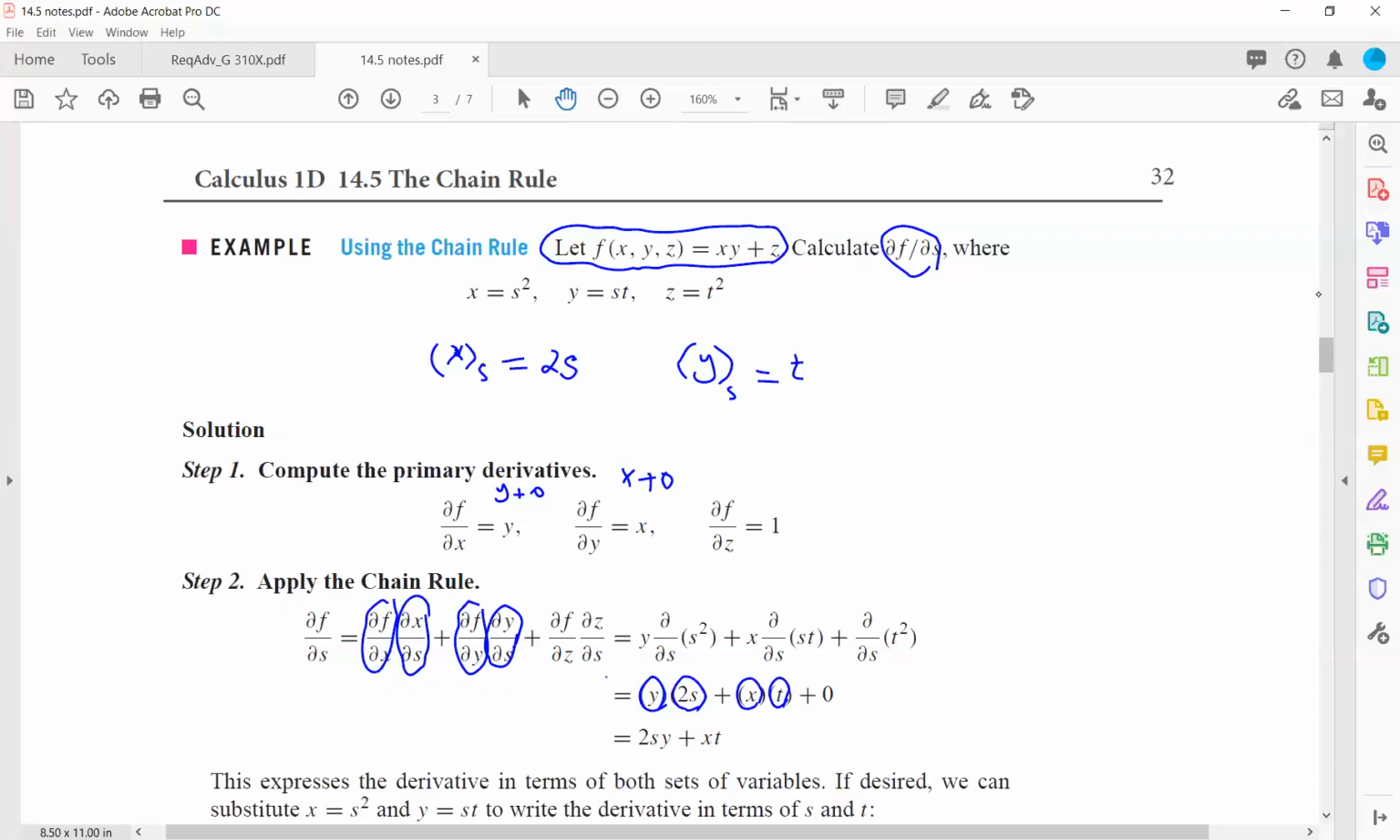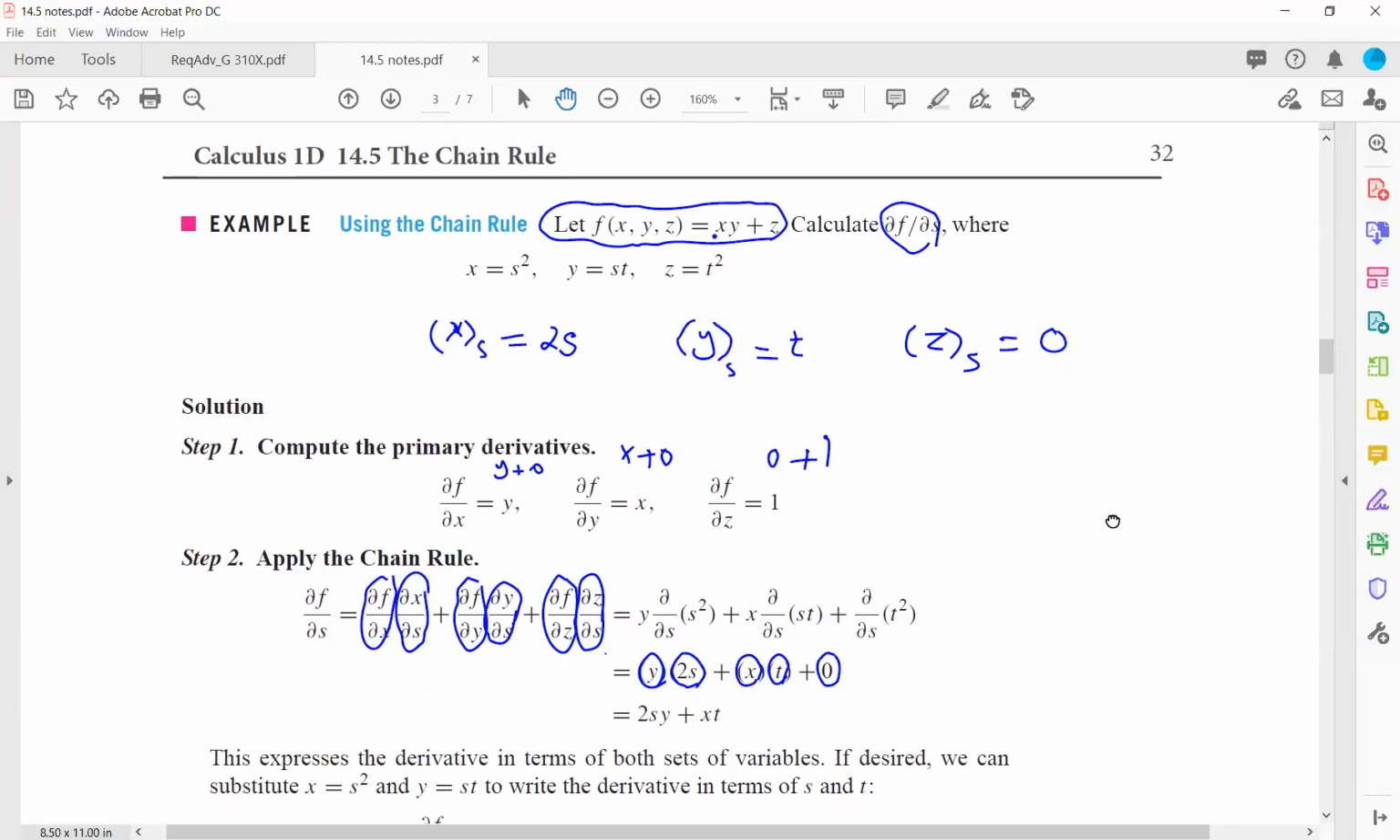X times t. And finally, last term, the partial derivative of f with respect to z, the last variable. So it means that x and y are constants. It means that the derivative of the first term is going to be 0, plus the derivative of f with respect to z is 1. So the outcome is 1, multiplied by partial derivative of z with respect to s. Take a look at this function. Z has no s in it. It only has t. It's like saying that z is a number. So the partial derivative with respect to s is going to be just 0. 0 times 1 is equal to 0. So the outcome is 2sy plus st.